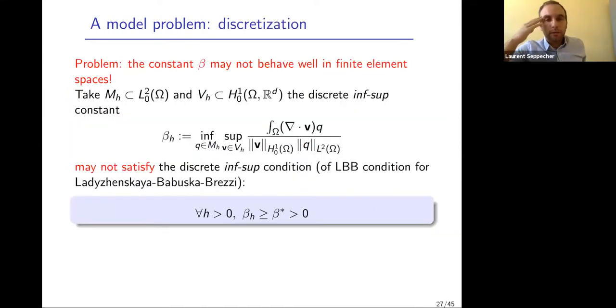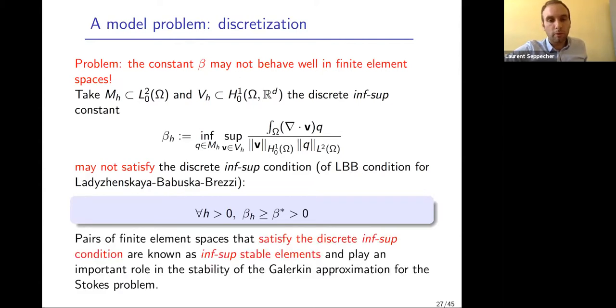But even for the gradient, there is a danger. If you don't choose the interpolant spaces M_h and V_h well, then you have a discrete Inf-sup constant, beta_h, which is taken over M_h and V_h, which is not as good as the beta, actually. It can decrease to 0, it can be 0, if you don't choose the spaces well. This is a big issue, and people who are dealing with the Stokes problem know about that. They are looking for a pair of finite element spaces that satisfy the discrete Inf-sup condition. They call them Inf-sup stable elements. This plays an important role in Galerkin approximation for the Stokes problem, and somehow it's also the key problem for our inverse problem.